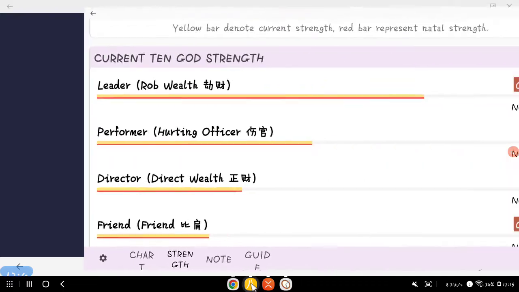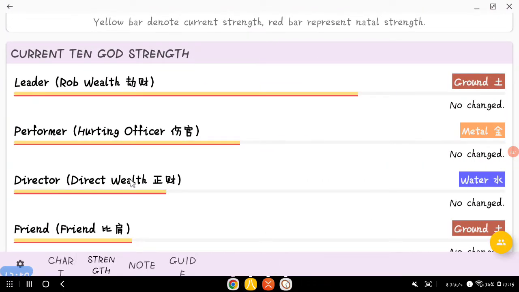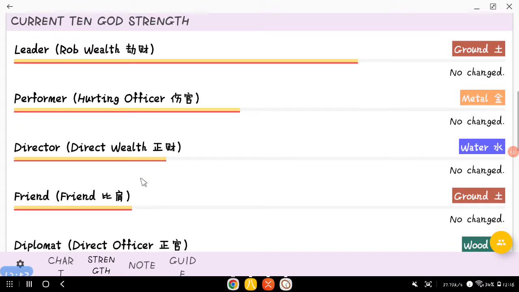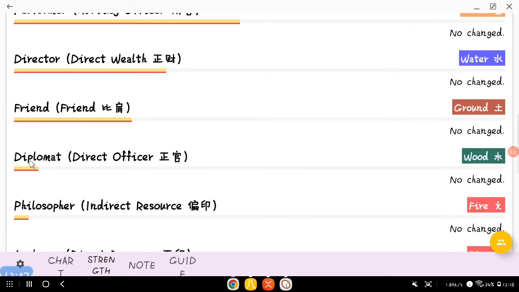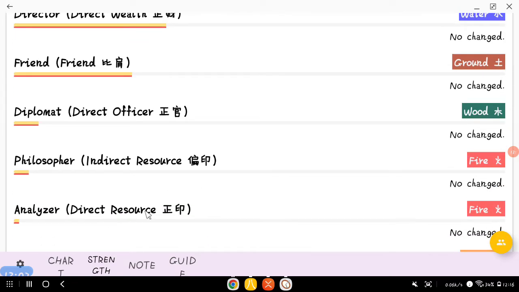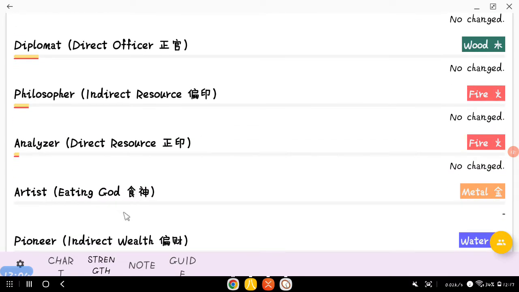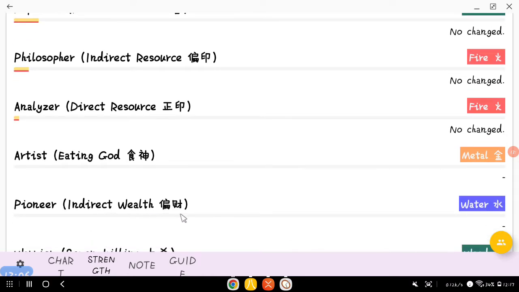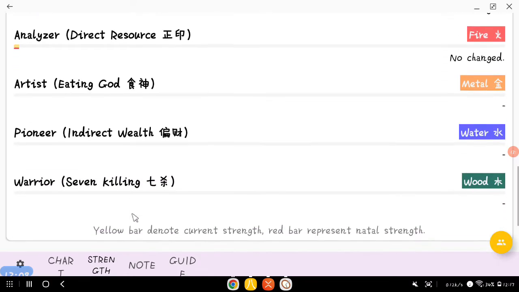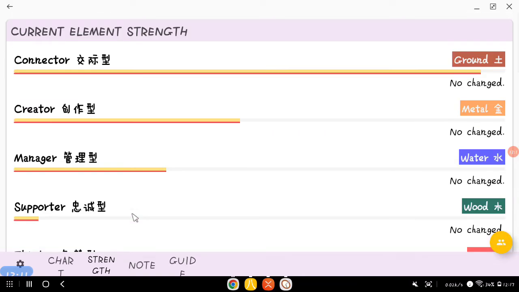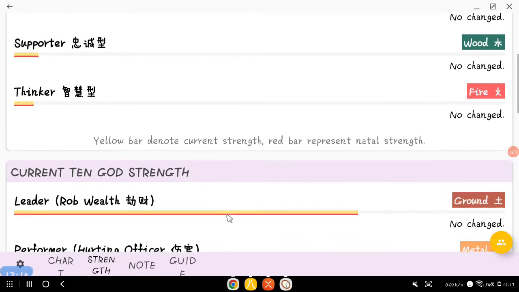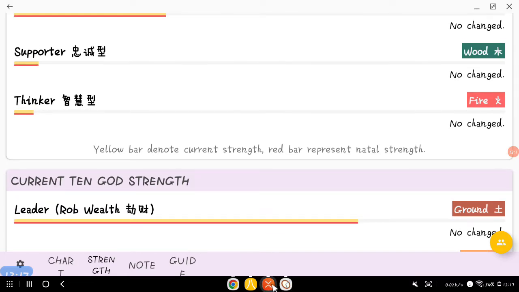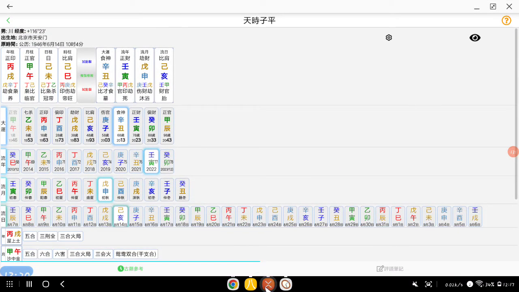Okay, and then there's the direct wealth structure, and this is the friend structure, and direct officer structure, and indirect resource structure, direct resource structure, eating god structure, and indirect wealth structure, and seven killings structure. These are the basic structures here, but I won't talk about this because it's going to take long. And let's just check. Okay.